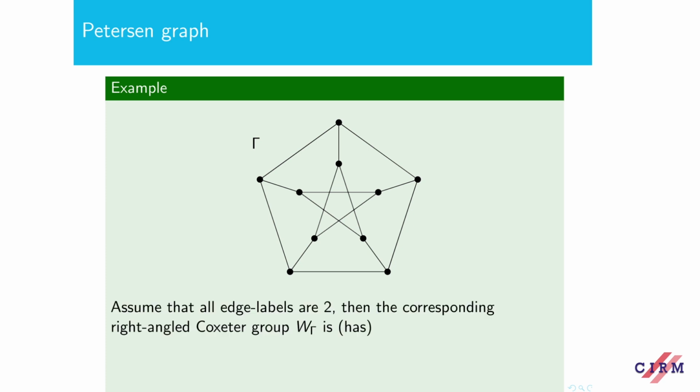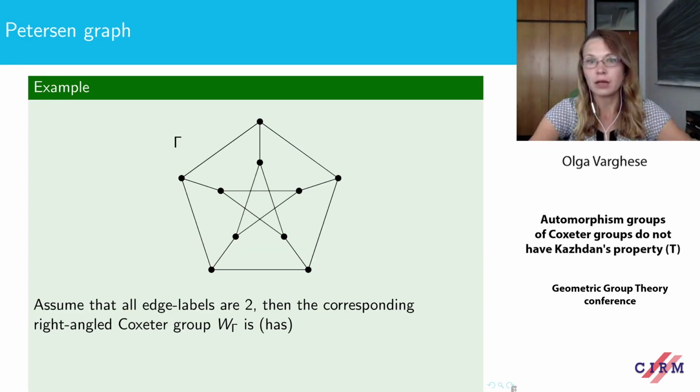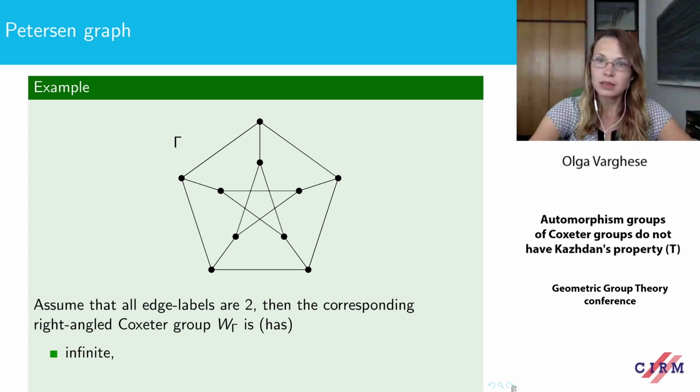Okay, so assume that all H labels are 2, then the corresponding right-angled Coxeter group is infinite. So that's easy. This follows from the fact that a right-angled Coxeter group is finite if and only if the defining graph is complete. Okay, the group is hyperbolic. It was proven by Moussong that a right-angled Coxeter group is hyperbolic if and only if gamma has no squares as full subgraphs. And it is obvious that the Petersen graph has no squares.